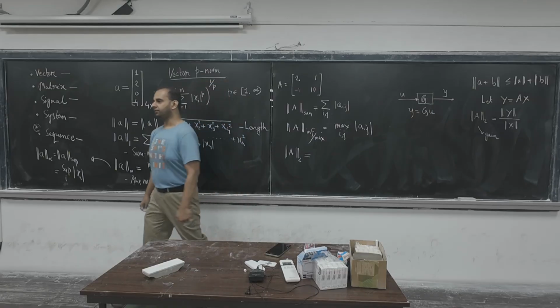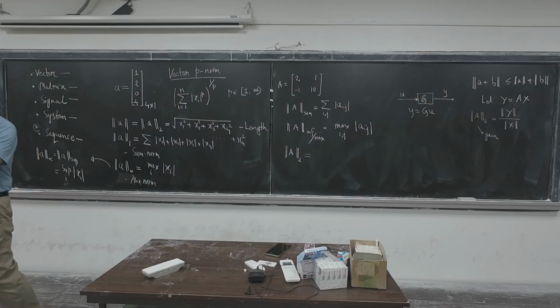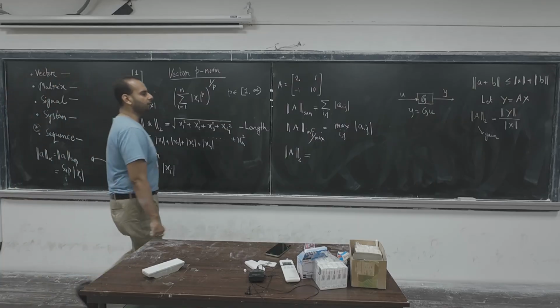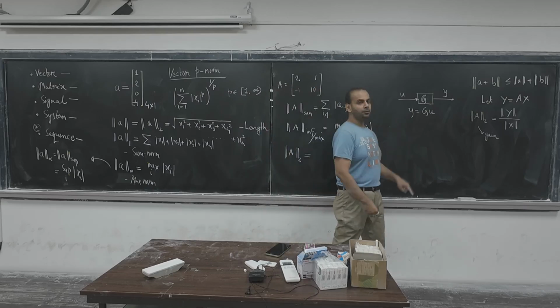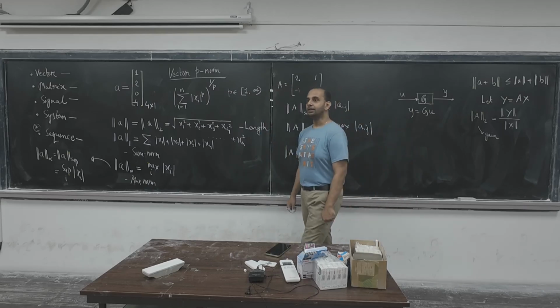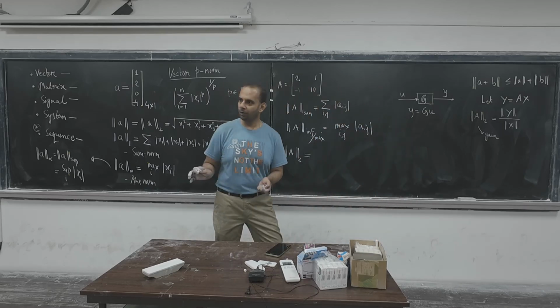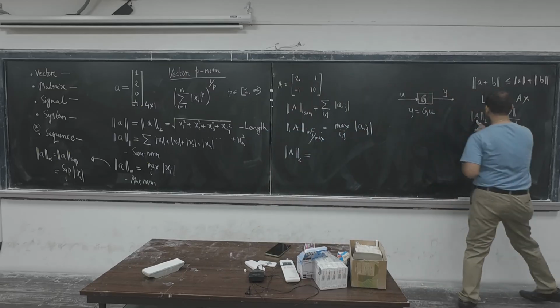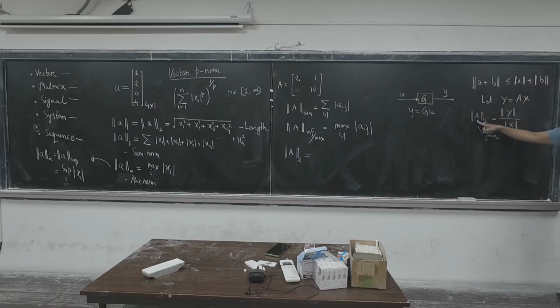Are you getting it? If you have output equal to the system function times the input, and somebody asks how many times the output is of the input, then that is the concept of norm. So in that way, we define the 2 norm of a matrix. It is the matrix 2 norm. Here we write the vector 2 norm of the output by the vector 2 norm of the input. Okay, that is the concept.